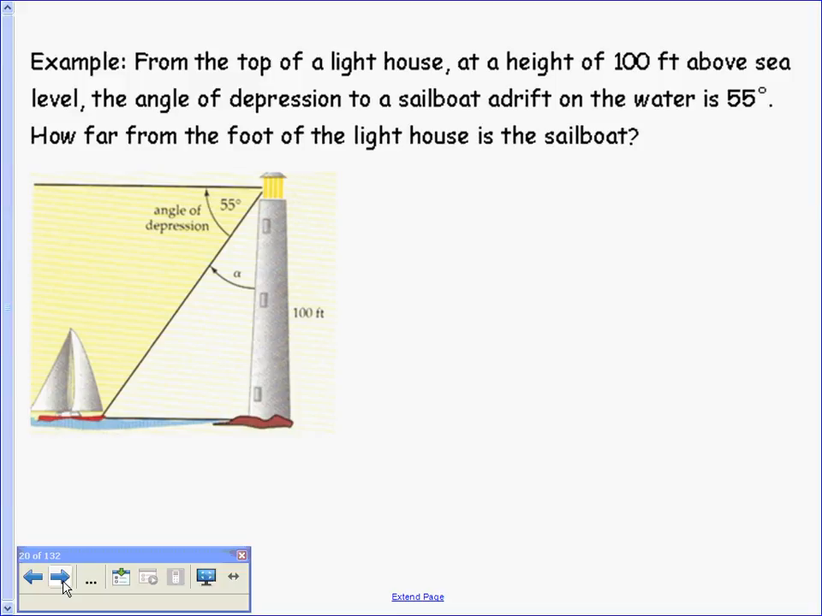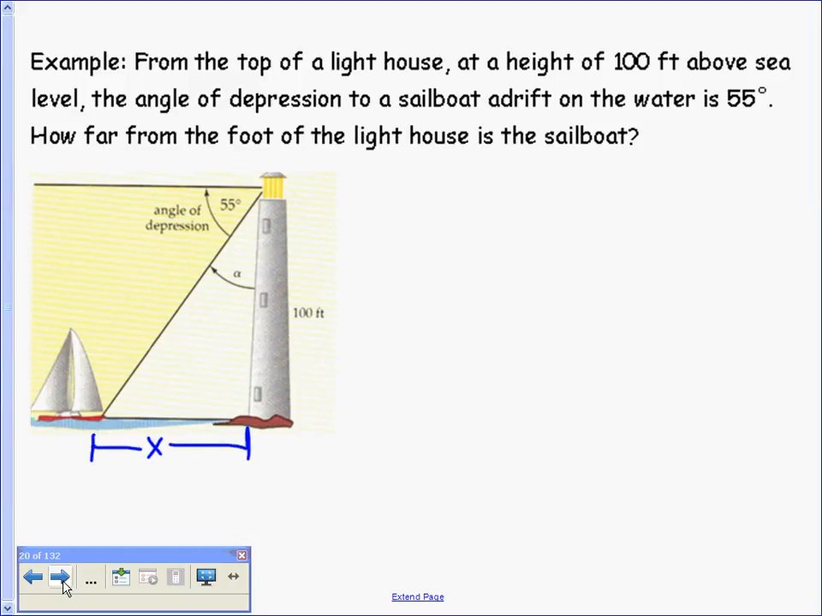Okay, so we have this one labeled. From the top of a lighthouse at a height of 100 feet above sea level, the angle of depression to the sailboat adrift on the water is 55 degrees. All right, so we have an angle of depression of 55 degrees. And we want to know how far from the foot of the lighthouse is the sailboat. Okay, so we want to know what x is. Let's make sure we label that first.